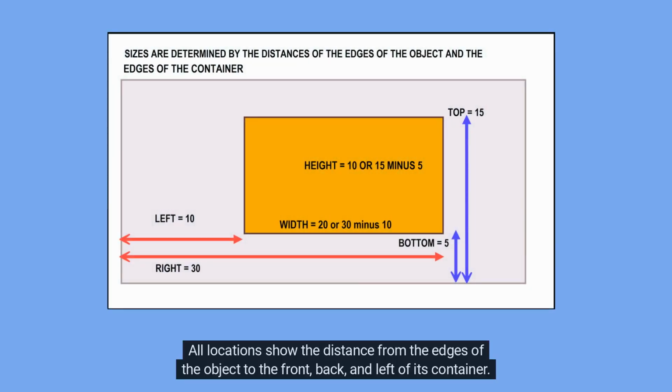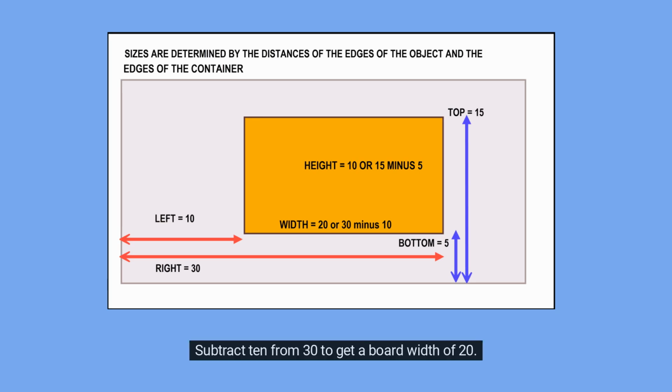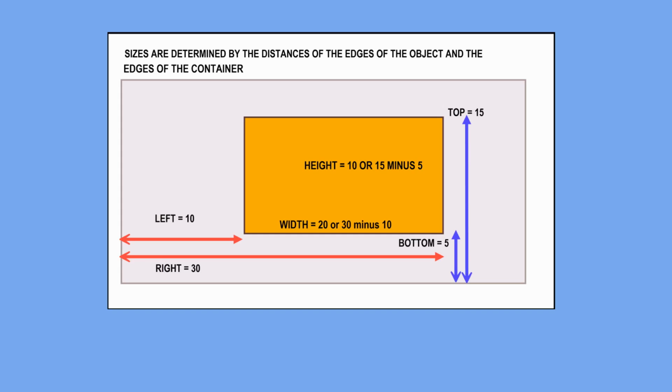All locations show the distance from the edges of the object to the front, back, and left of its container. In the case shown, the left edge is 10 inches from the container's left and the right is 30. Subtract 10 from 30 to get a board width of 20. Each corner has a different set of location values. Right-click a blue dot to see them.